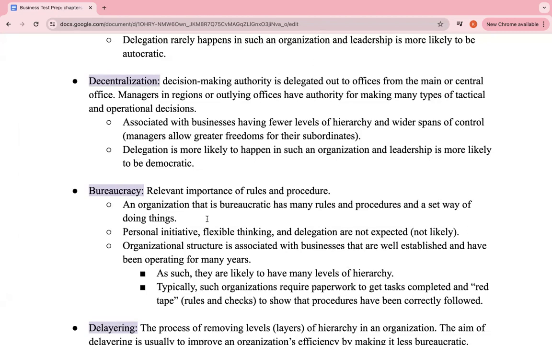Organizational structures associated with businesses that are well established and have been operating for many years. This is not a very important note, just know it. This is just to help you understand, but it's not really a key note.